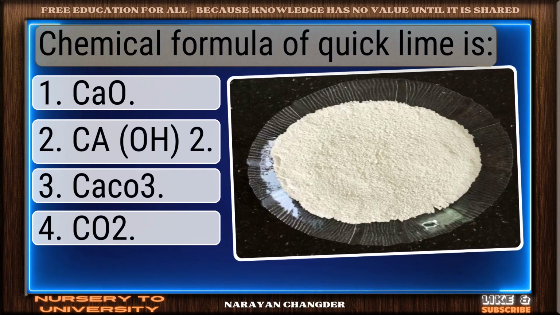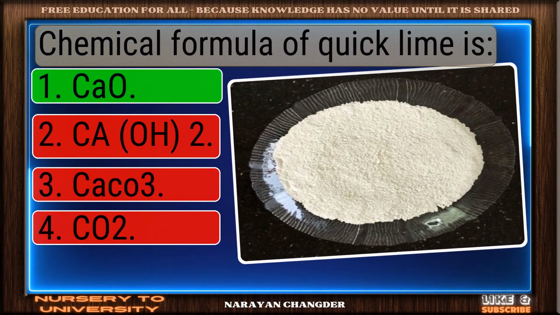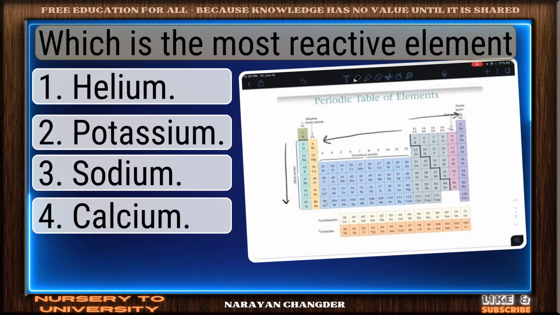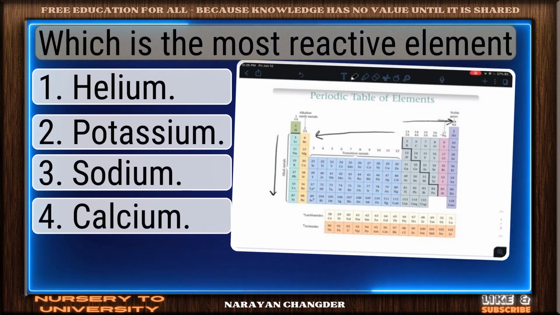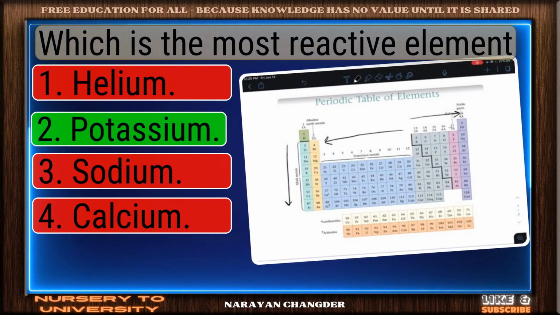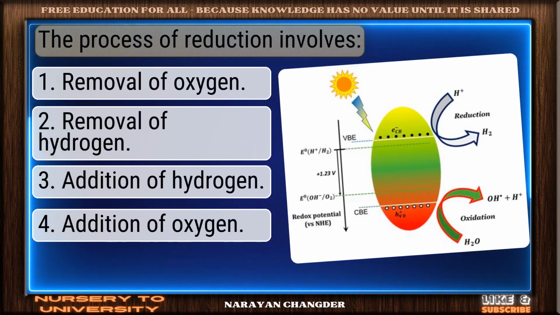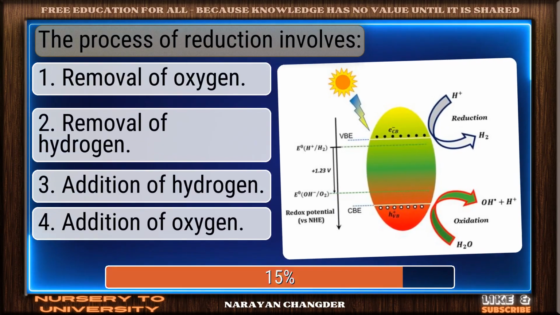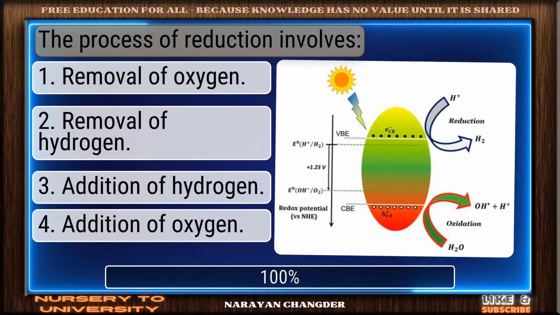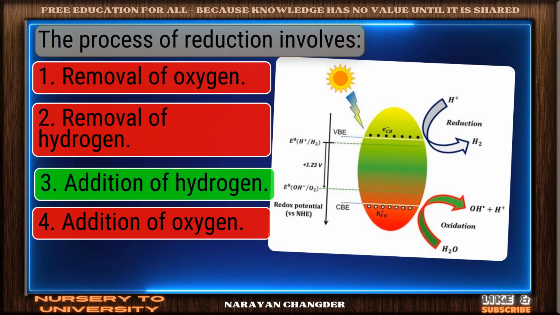Chemical formula of quicklime is. Exactly. CaO makes sense. Which is the most reactive element? Nice work. Potassium fits perfectly. The process of reduction involves. Great job. Addition of hydrogen is accurate.